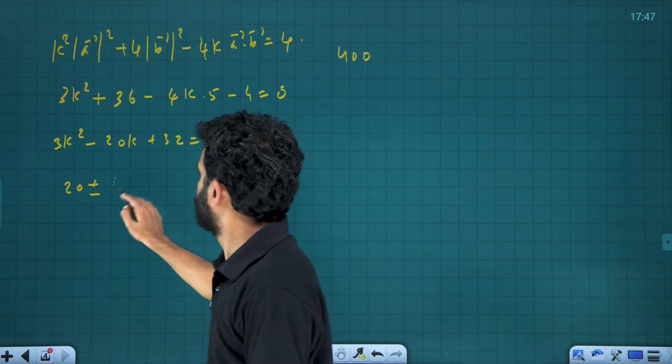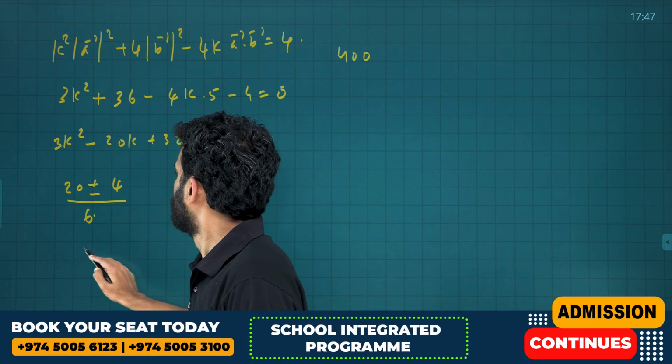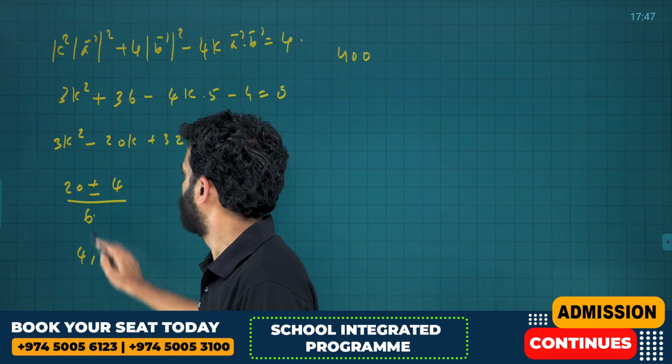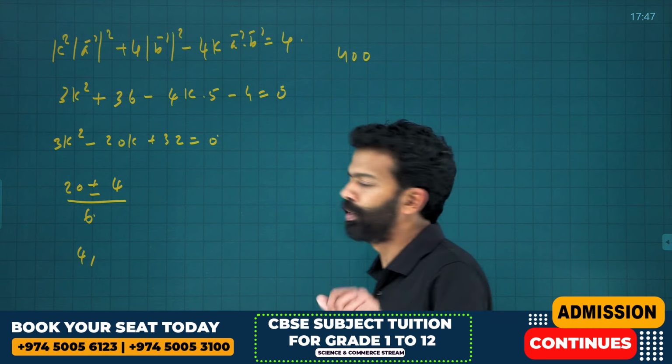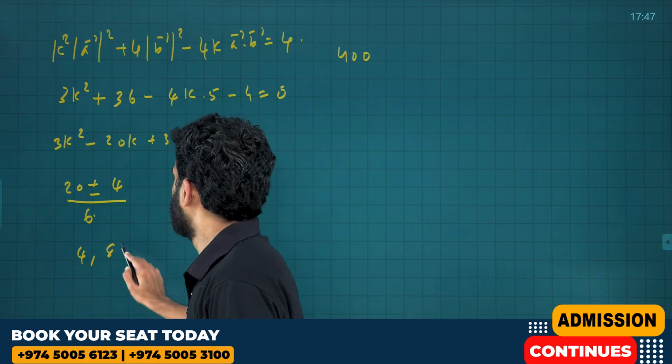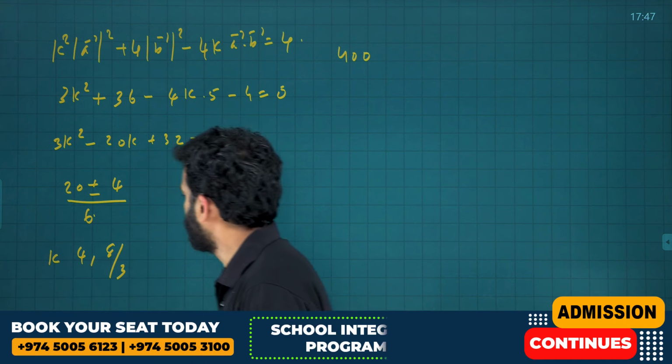Root 384 is 16. That is 4, right? That is 4 divided by what? 6. That is 24 by 6, that is 4. 20 minus 4 is what? 16. 16 by 6 is 8 by 3. Okay. So, the value of k is what? 4 comma 8 by 3.